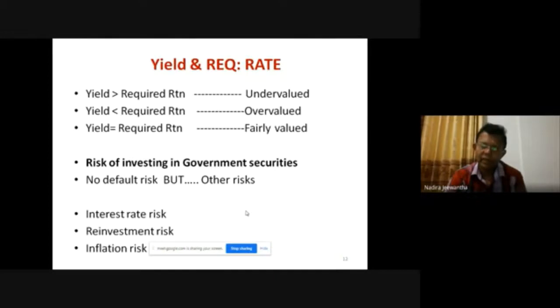If the market yield is more than the required rate of return, you will be investing. Why? Whatever you invest in is undervalued. And I also understand this particular relationship as well.